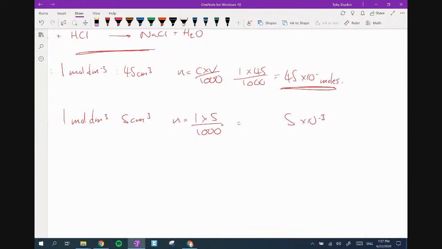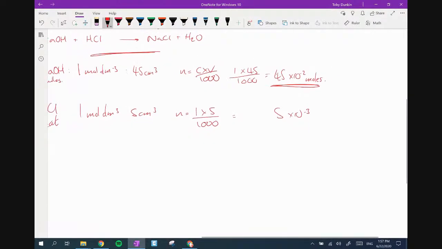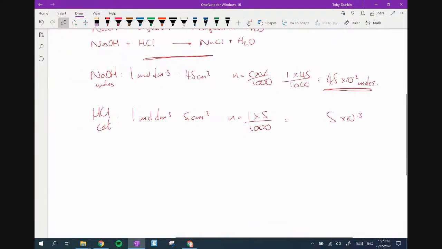Yeah, if you want to, you can actually do it the other way. You can go 4.5 times 10 to the minus 2 if you prefer. It makes no difference to me, as long as you get the numbers right in your calculation.